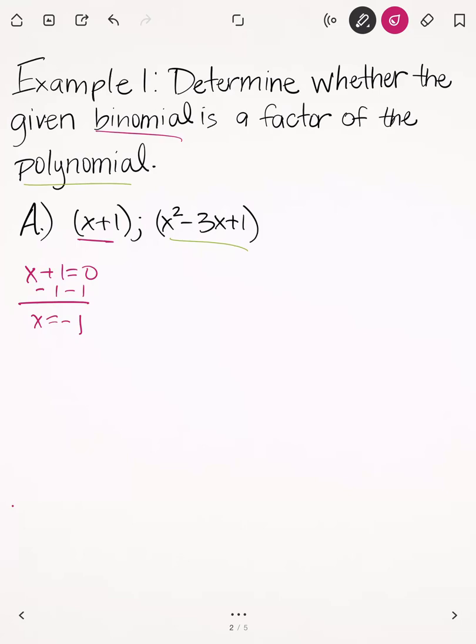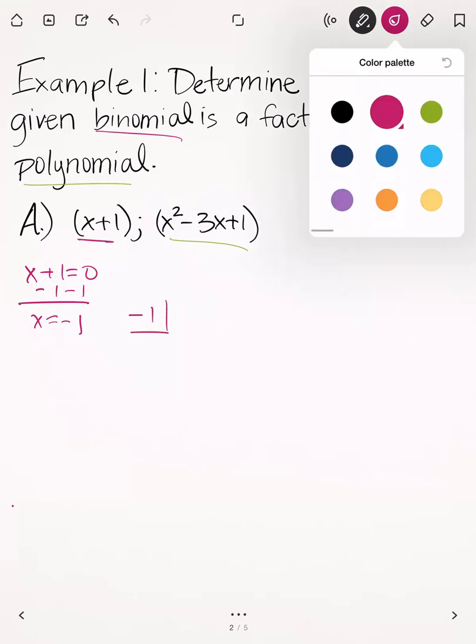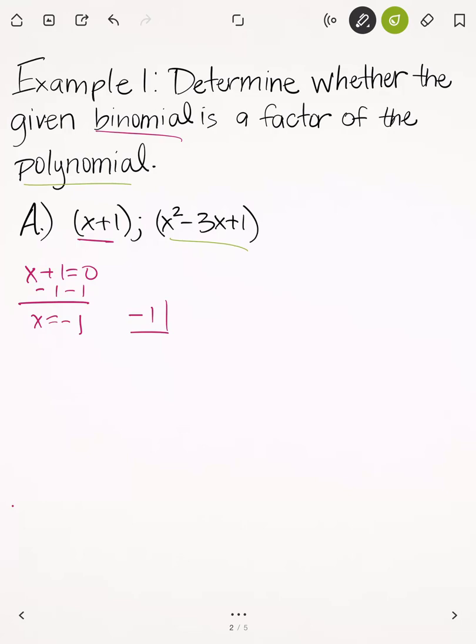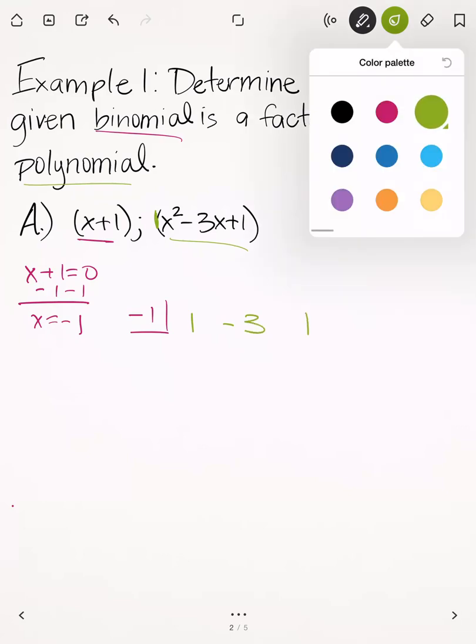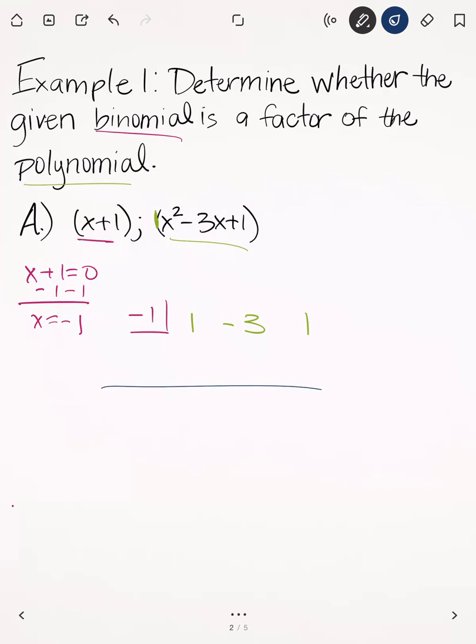So synthetic division, we use negative 1 in the little half box. And then I'm going to take the coefficients from the polynomial. So I have 1, negative 3, and a positive 1. And I leave a little bit of space, and I draw a line. Remember, if it's above, we add. If it's below, we multiply. So the first term gets dropped down, and then I multiply.